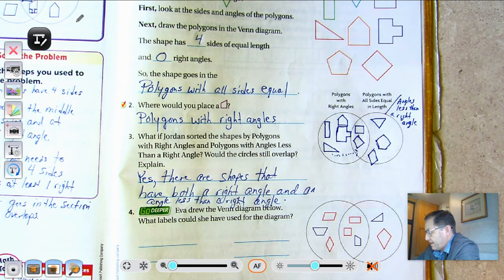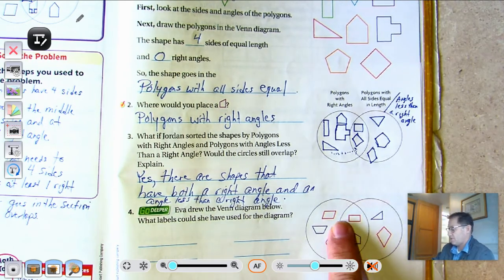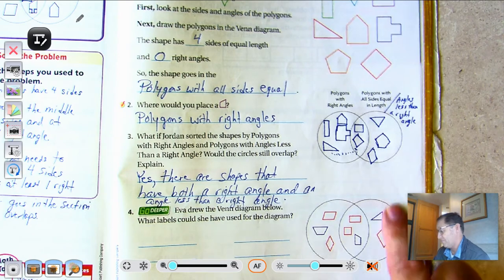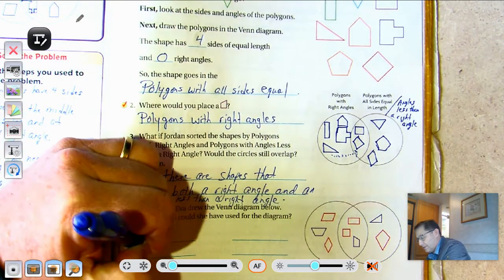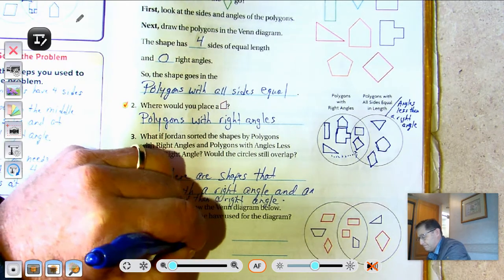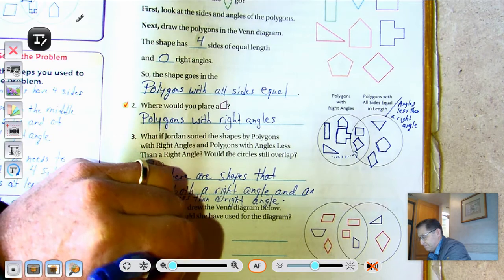And number 4, Ava drew the diagram below. What labels could she have used for the diagram? So let's see. These are quadrilaterals with parallel sides. These do not have parallel sides. So quadrilaterals with parallel sides.